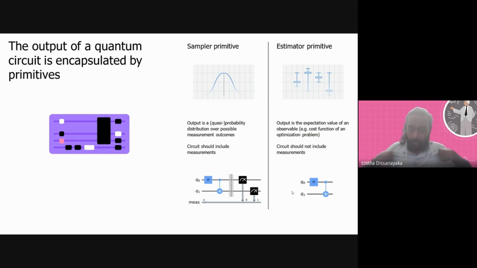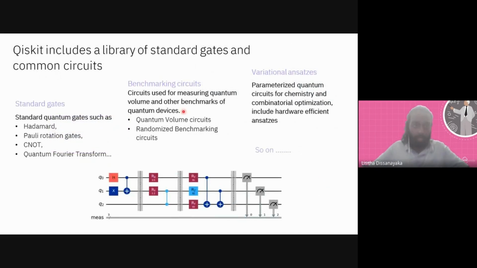In summary, we use the sampler when we want to sample measurement outcomes and see the probability distribution, and we use the estimator when we want to compute the expectation value of an observable. Both are fundamental primitives encapsulating how we extract meaningful information from quantum circuits.